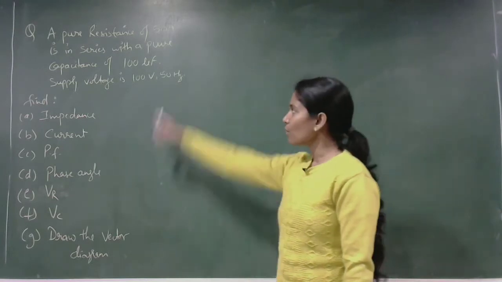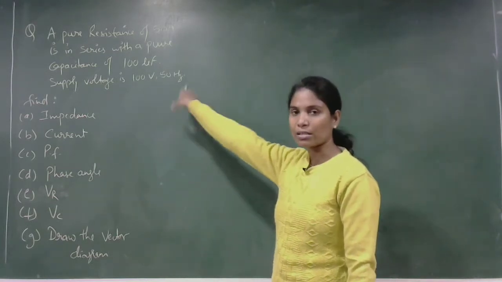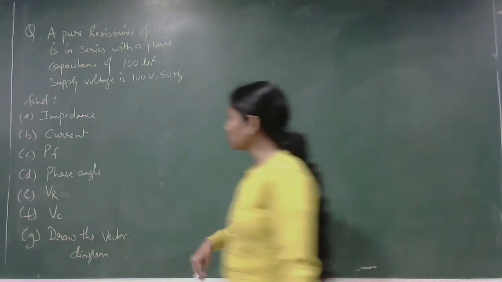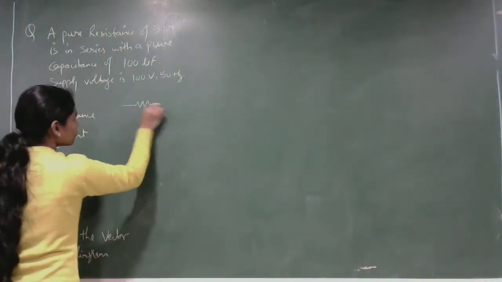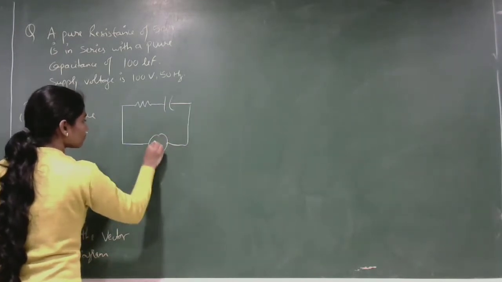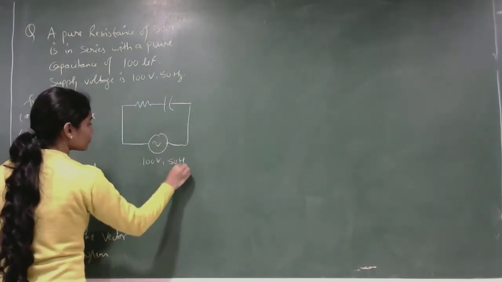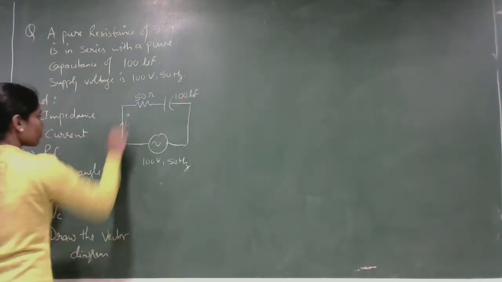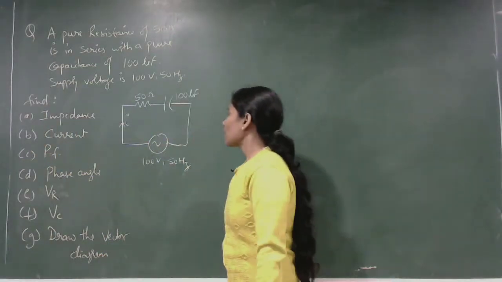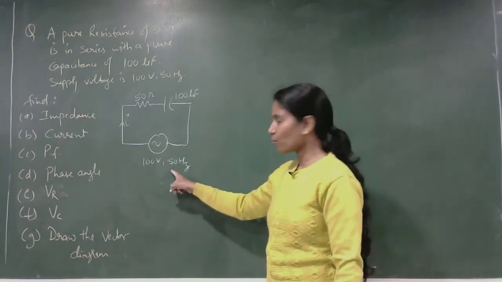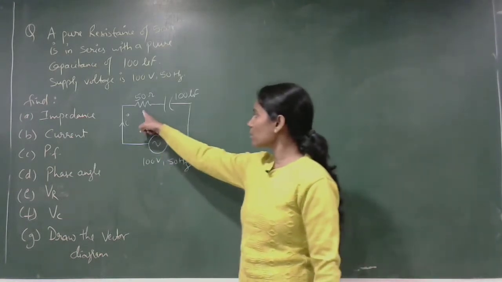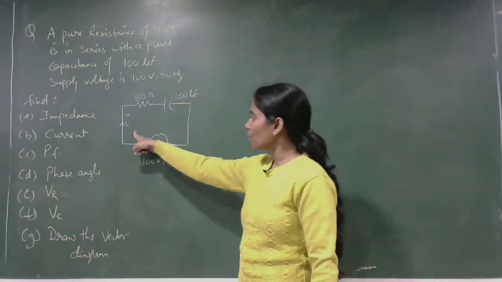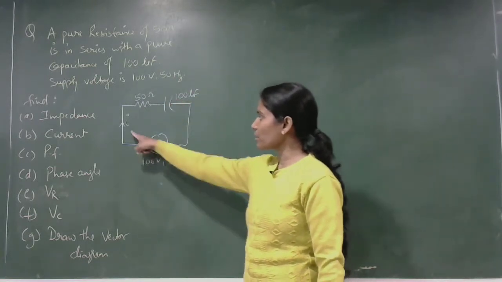First of all, whatever is given, I'll draw it in a circuit so that it will be easy for me to remember. So this is my circuit. The circuit has a supply voltage of 100 volt, 50 hertz. Resistance is 50 ohms. Capacitance is 100 microfarad. Now the current flowing due to this supply voltage is I.